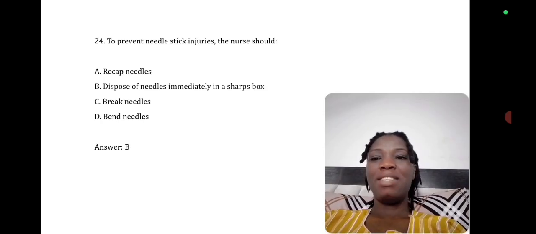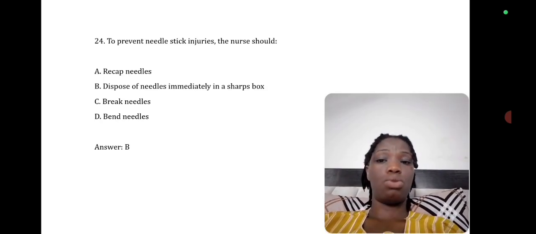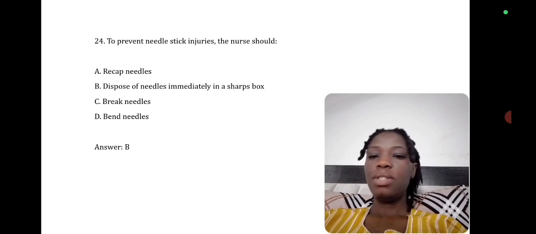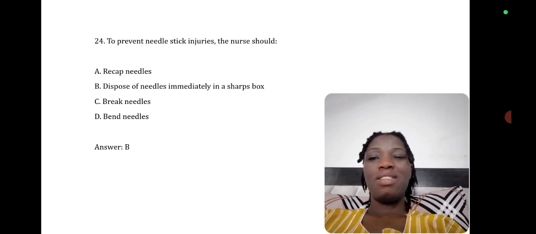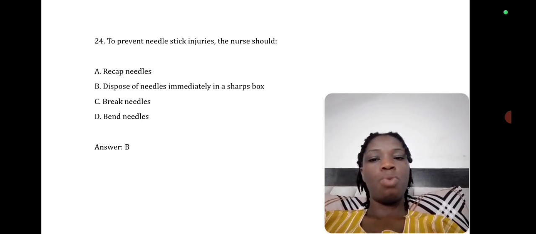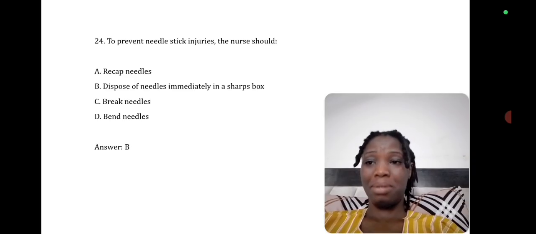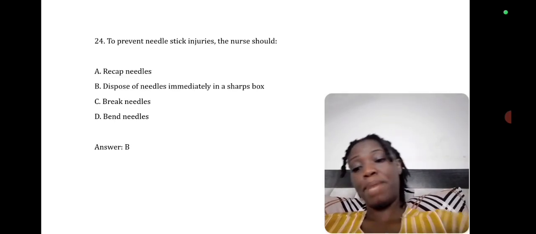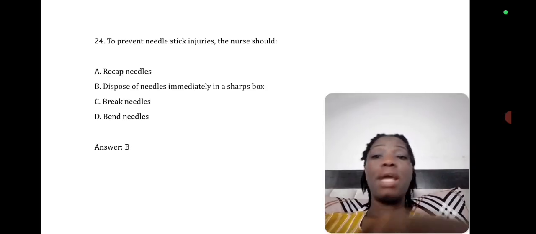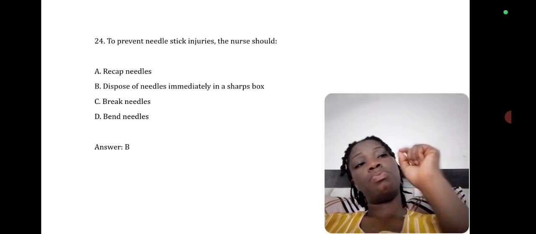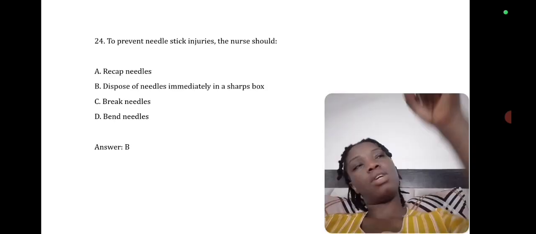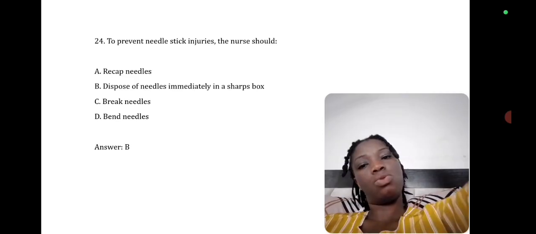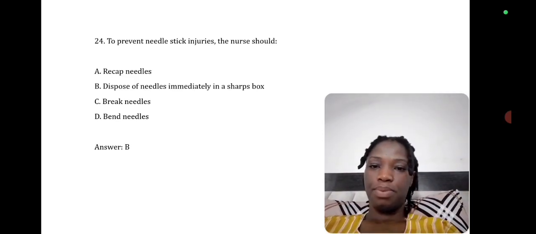24. To prevent needle prick injury, what should the nurse do? Recap needles? Don't recap. If you recap needles, you prick your hand. Say, break needles? You don't break needles. You don't bend needles. You don't break it. You don't recap it. Once you just bring it out from the patient, you're supposed to put it straight into the safety box.